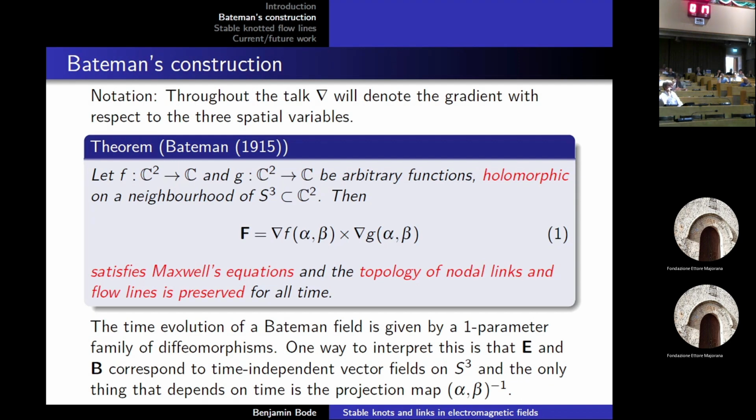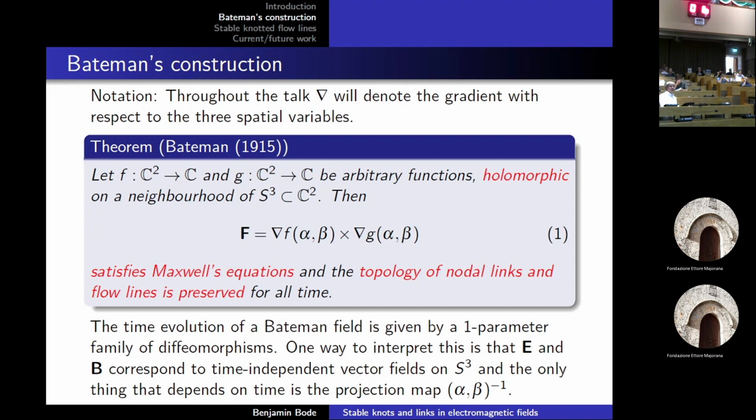And Bateman's construction that I mentioned earlier goes as follows. You can pick any functions f and g from C2 to C as long as they are holomorphic on some neighborhood of the unit 3 sphere. And then you can construct an electromagnetic field as follows. You compose f with this projection map alpha beta, and you take the gradient with respect to the 3 spatial variables. You do the same thing with g, and then you take the cross product of these things. And well, you get this function bold f. And the important result is that this actually is an electromagnetic field. It satisfies Maxwell's equations.